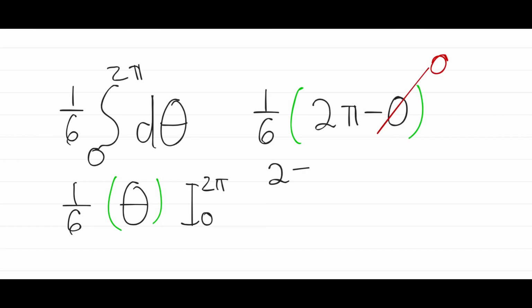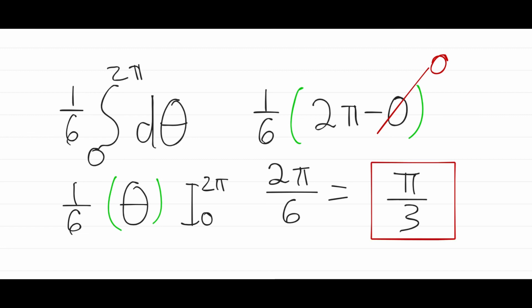This term zeroes out, and we're left with 2 pi over 6, which is equal to pi over 3 when we reduce it. And that's our answer for the volume between that cone and that sphere mentioned at the beginning of the problem. So this one was trivial because of the bounds of integration.